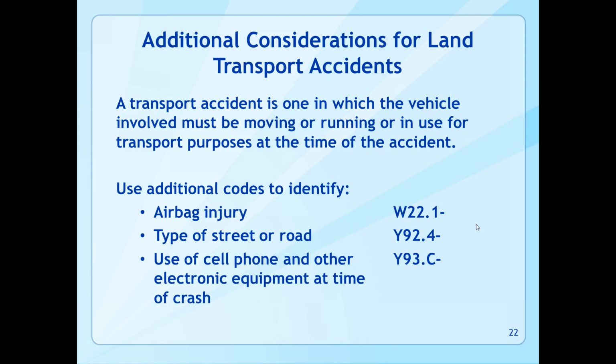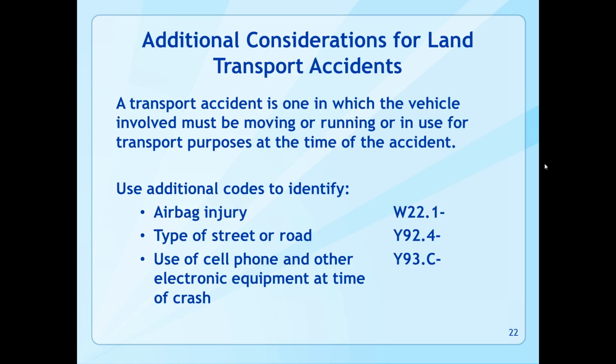So, for example, if someone is working in their garage and they have the car up on a jack and they're working underneath it, and the jack collapses and the car falls down and hits the guy in the chest, you would not use a transportation code. The car was not in use for transport at the time of the accident. For that sort of scenario, the appropriate code to use would be W22.8, struck against or struck by other objects.